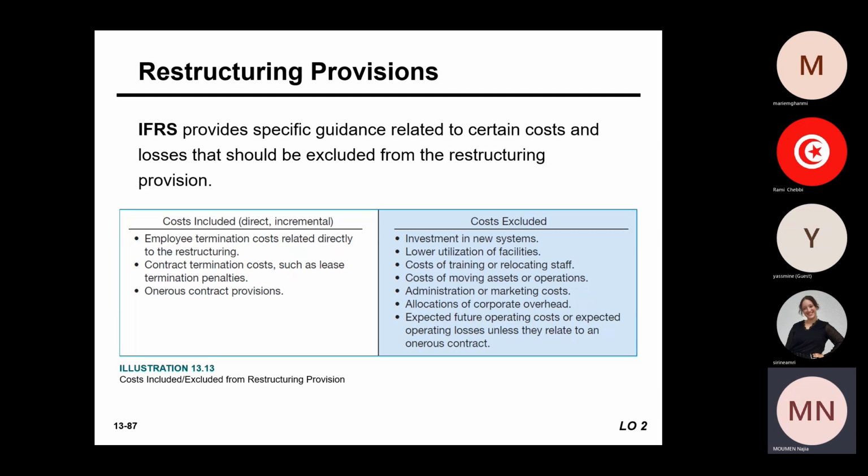At the same time, you cannot include within this restructuring provision what? Investment in new systems, lower utilization of facilities, cost of training or relocating staff, cost of moving assets or operations, administration or marketing costs, allocation of corporate overhead, expected future operating costs, etc. So you see here that we have few types of cost that you are allowed to include within your restructuring provisions.